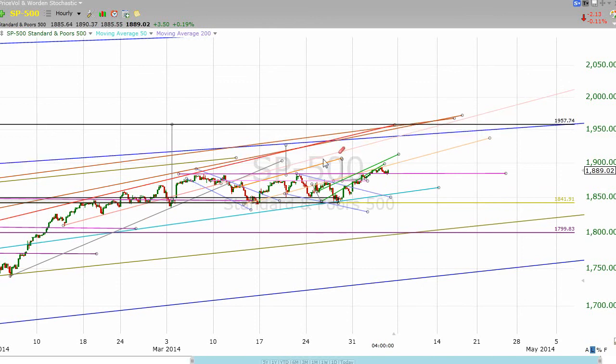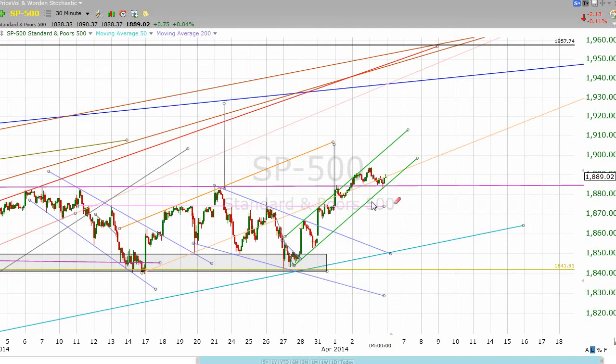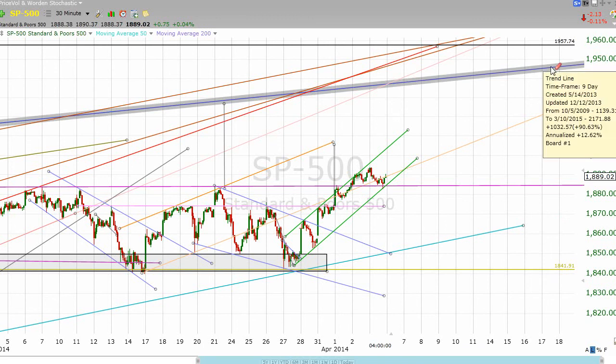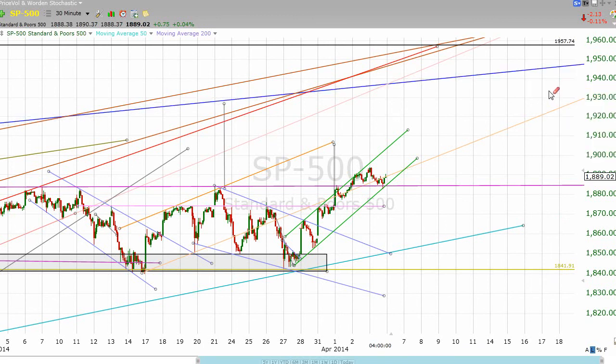Too many of these lines that have broken should serve as resistance to keep us from getting there. But I think we could go up for a while, maybe break this green channel at some point, consolidate, and then sometime, like I said, around the middle of May, we have a high enough ceiling with all of these resistance lines to where that 1958, I think, becomes very doable and not unreasonable whatsoever.